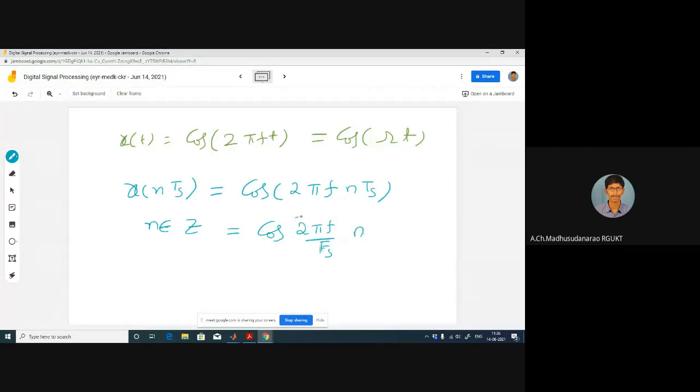Can someone comment what fs means? Yeah, what is fs here? Sample frequency. Sample frequency, right? In this case, I am replacing 1 by Ts with fs, which implies Ts equals 1 by fs. I am replacing Ts with 1 by fs. Then I got this one. This is called the sampling rate.